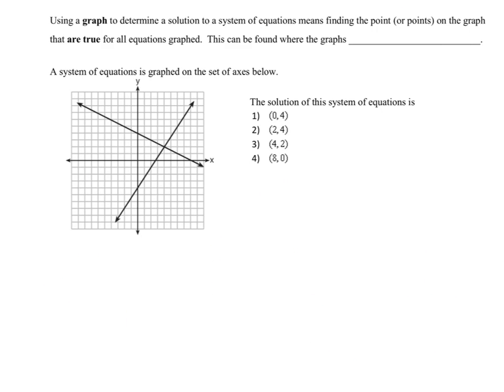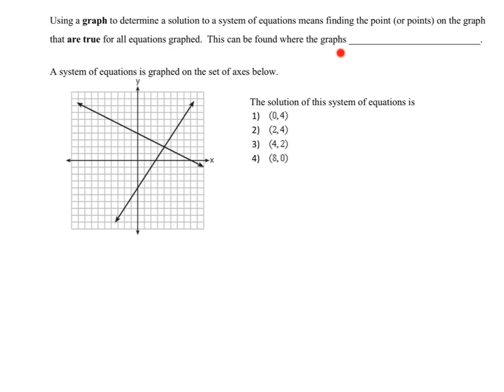Okay, we can also look on a graph to determine a solution to a system of equations. We know that linear functions can be graphed on a coordinate axis, and we talked all last class about y equals mx plus b and how to graph lines on a coordinate grid. So what if I graph 2 lines on a coordinate axis and I want to determine the solution? Well, using a graph to determine a solution to the system of equations means finding the point or points on the graph that are true for all equations graphed.